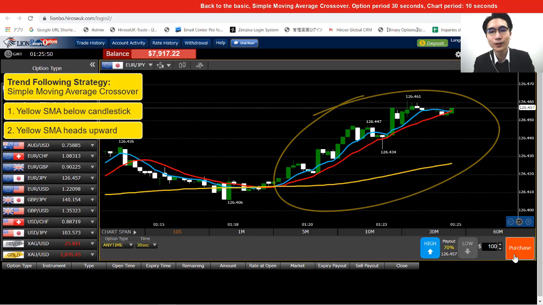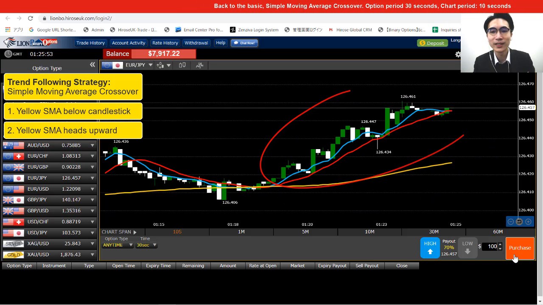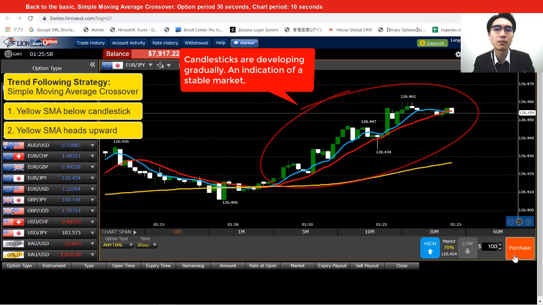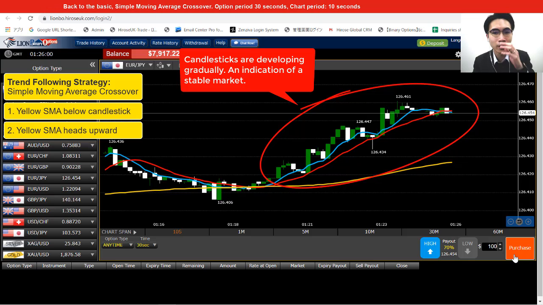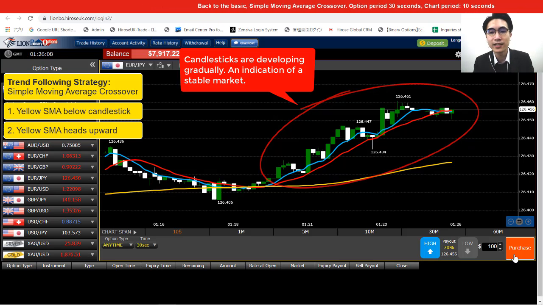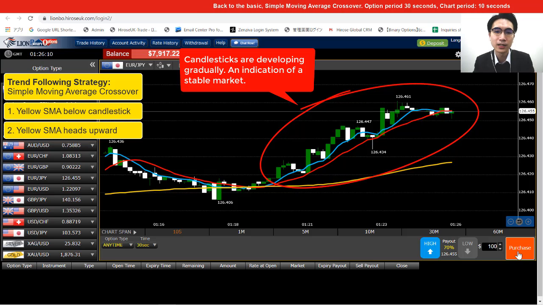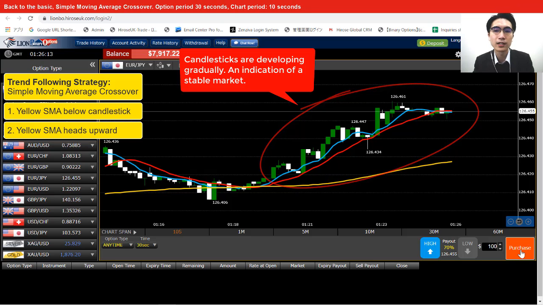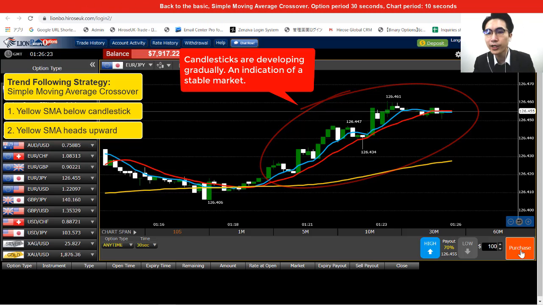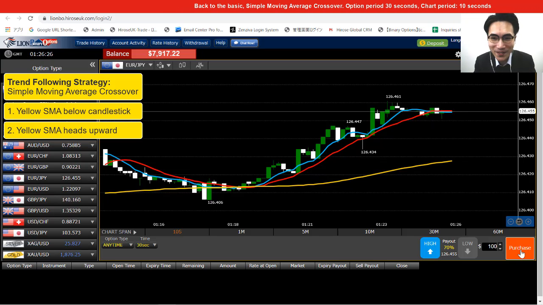If we take a look at the candlestick movements here, the candlesticks are much more stable, developing more gradually, not like the one just now that had a lot of long candlesticks and long shadows. So it's more suitable for us to enter when the market is stable. It doesn't have a lot of sudden movements, which might lead to a losing trade. So I do have high hopes on this one here.